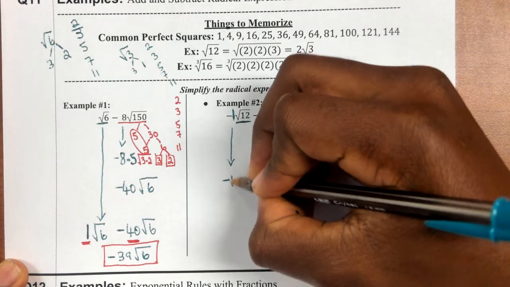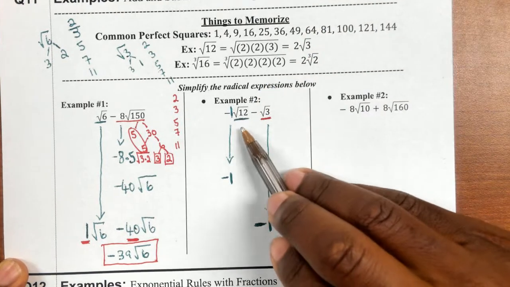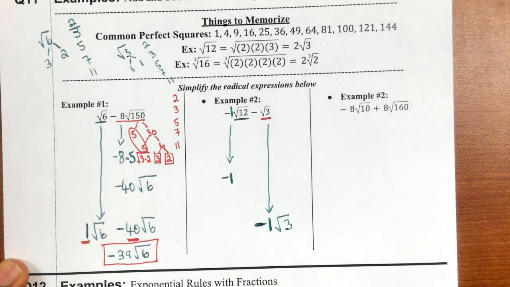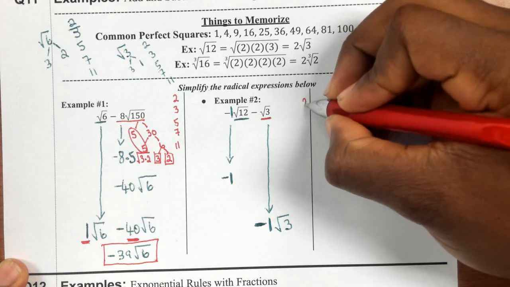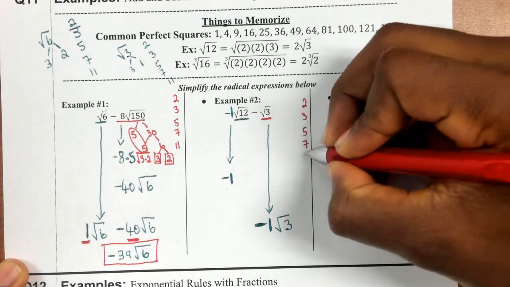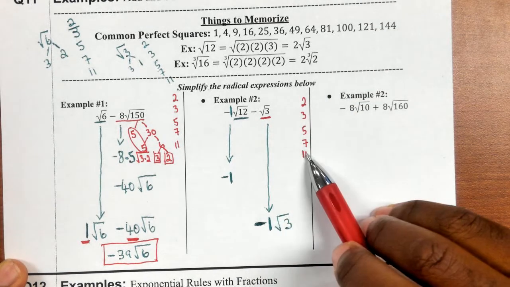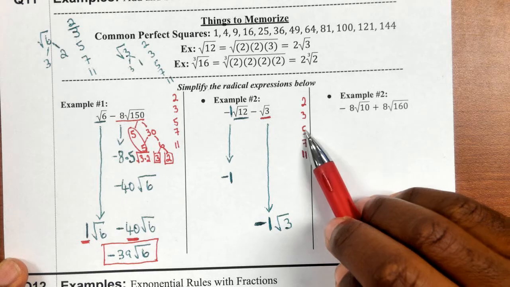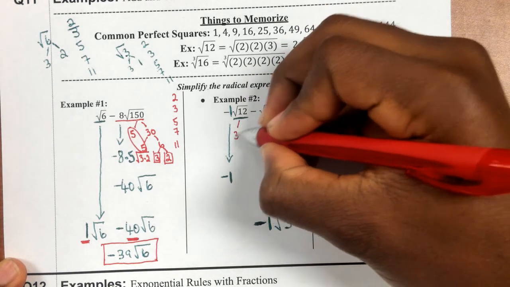Because again, that negative 1, I'm not going to do anything with it as yet, okay? I need to simplify underneath the square root first, okay? So I'm going to use prime factorization. The first 5 prime numbers are listed right here. Can I divide 12 by 11? No. 7? No. 5? No. 3? Yes. So I can divide it by 3.